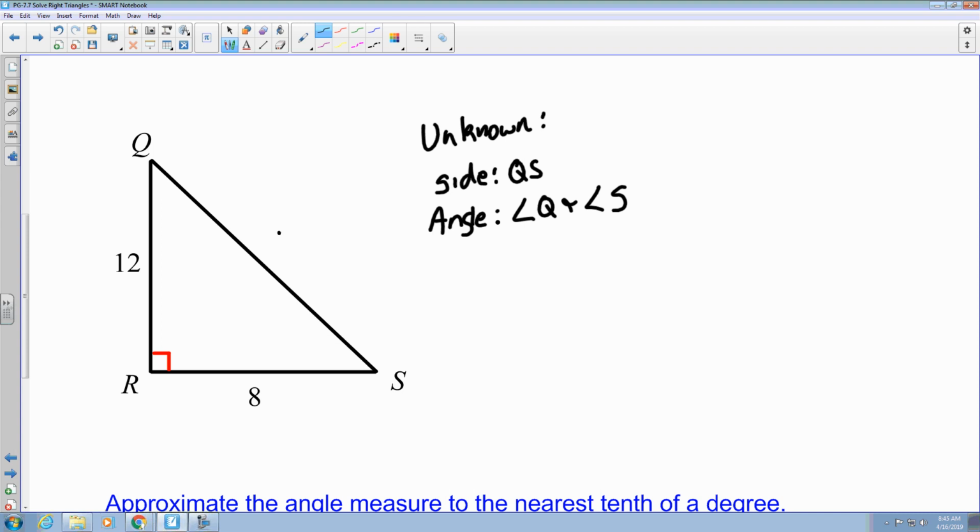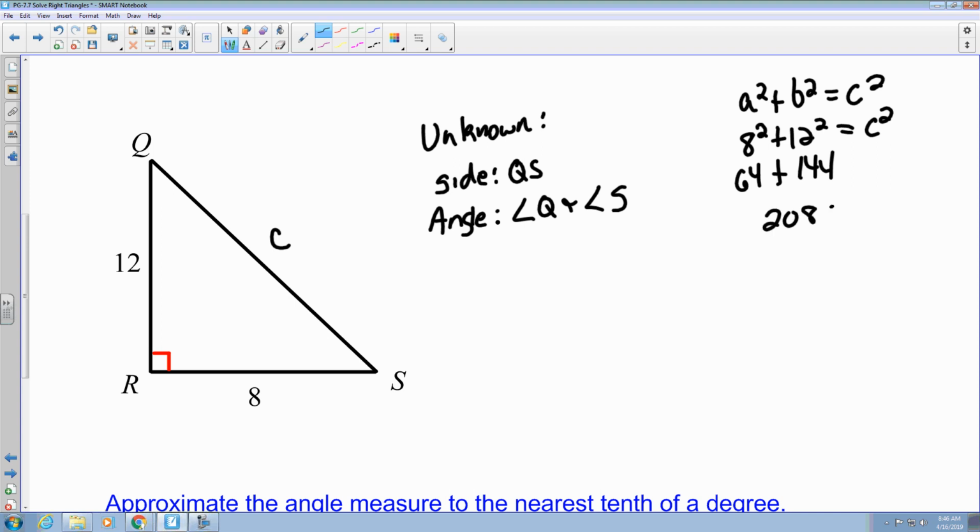In this case, the side measurement here is C, using the Pythagorean theorem, a squared plus b squared equals c squared. So 12 and 8 are my legs, so those are a and b. So I can say that 8 squared plus 12 squared will equal c squared. 8 squared is 64. 12 squared is 144. Add that to 64, we get 208. And so we need to take the square root of 208, and that gives us an approximate value of 14.42.